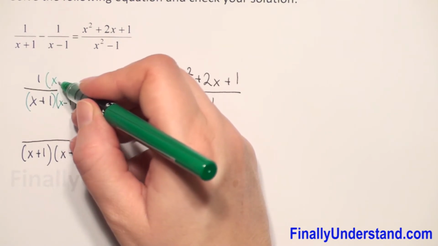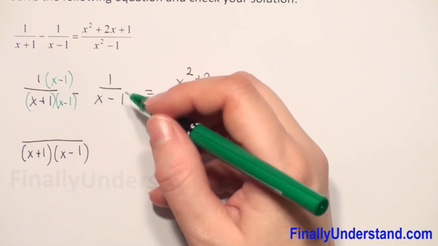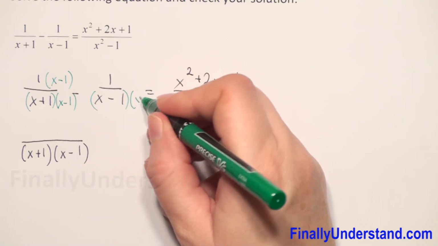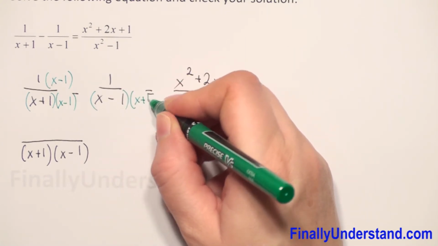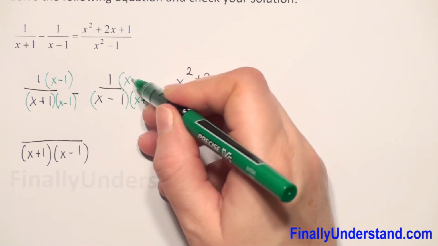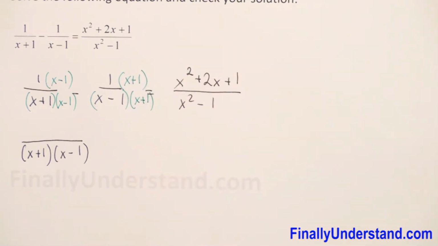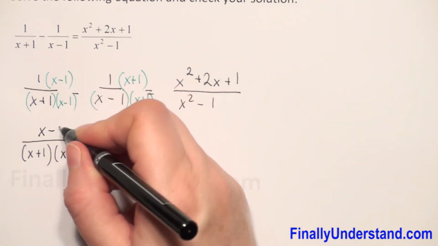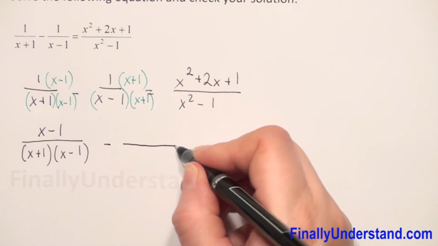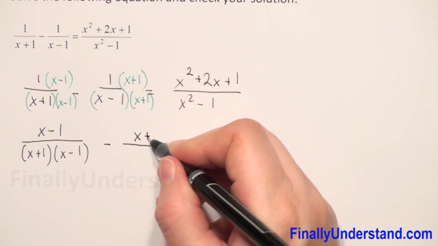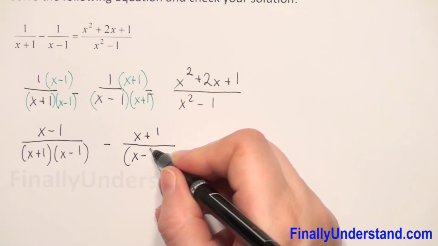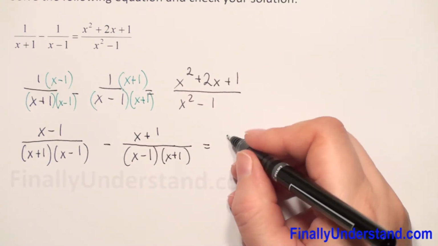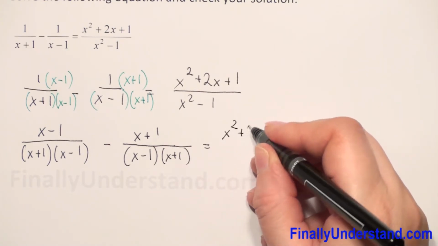Whatever I did with the denominator, I have to do the same with the numerator. The same will be with the second algebraic fraction. We have x minus 1, so I need to multiply times x plus 1. Whatever I did with the denominator, I have to do the same with the numerator. So now we have 1 times x minus 1 is x minus 1, minus 1 times x plus 1 is x plus 1, over. So this is equal, right side we will rewrite.